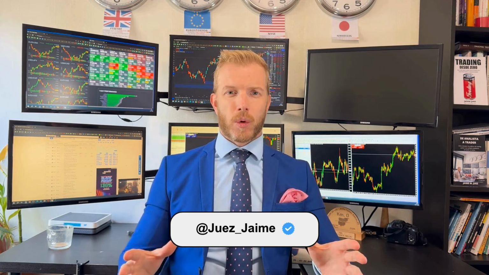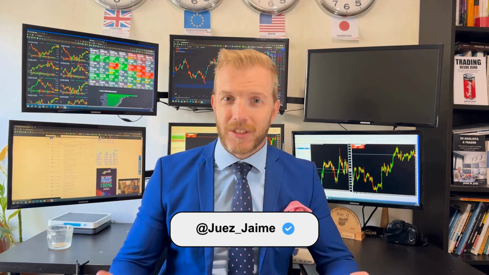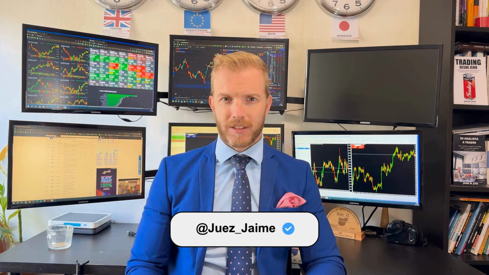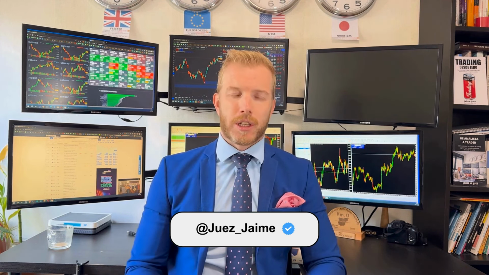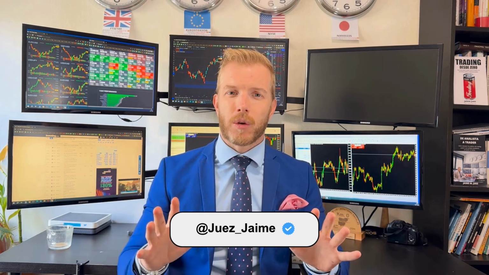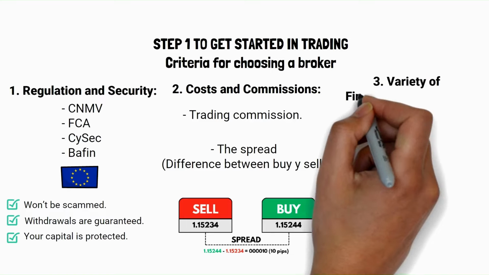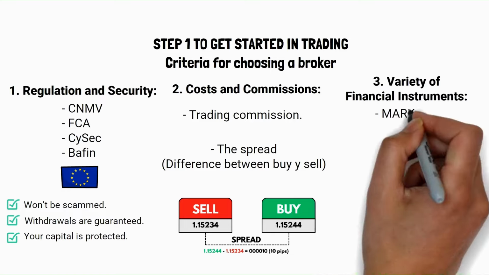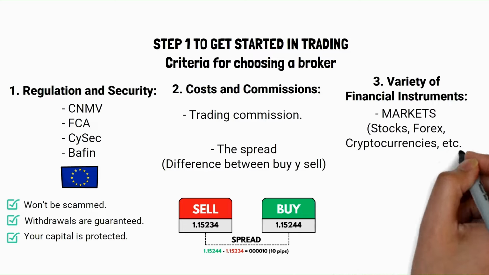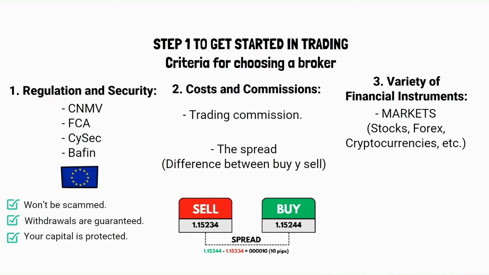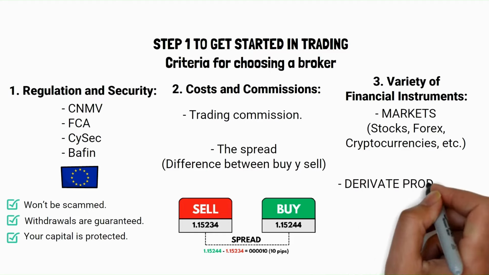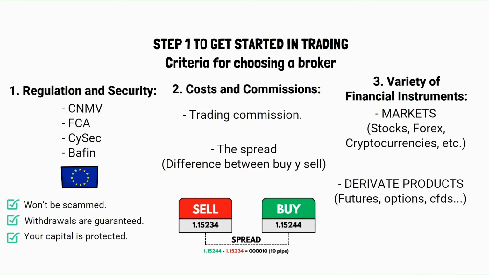It's better to choose a well-regulated broker with at least 15 years in the industry than to go with one that has only been around for 2 or 3 years, but offers very low commissions. 3. Variety of financial instruments. Consider the diversity of markets, stocks, forex, cryptocurrencies, etc., and the availability of derivative products, such as futures or options on stocks, forex, etc.